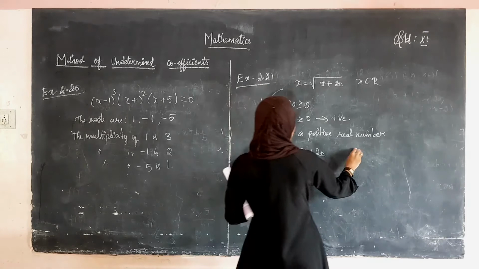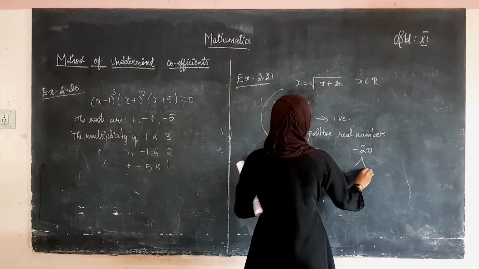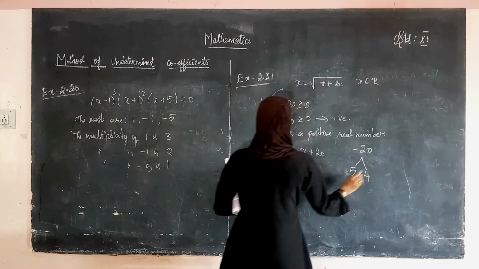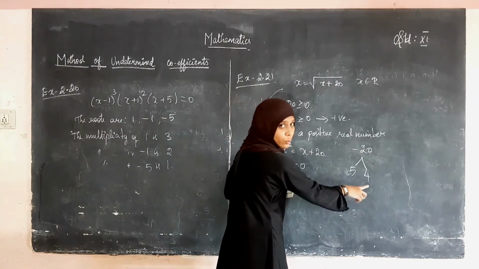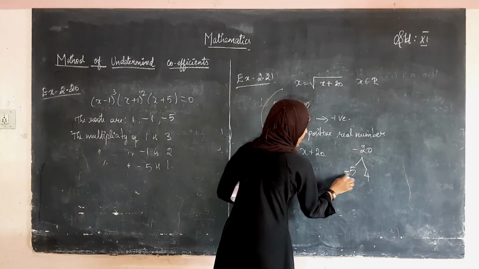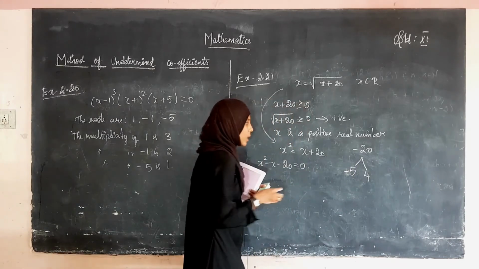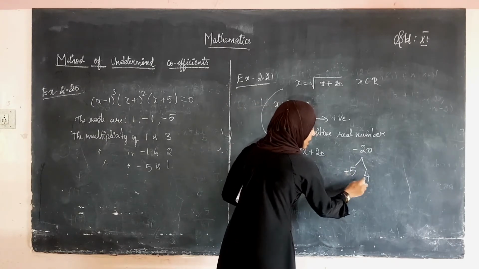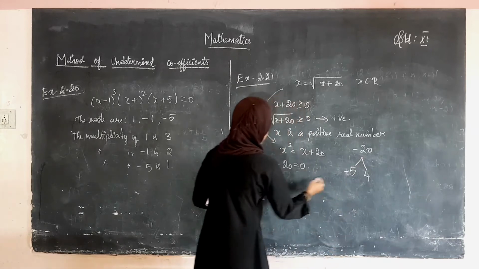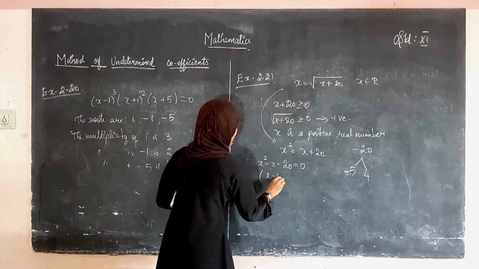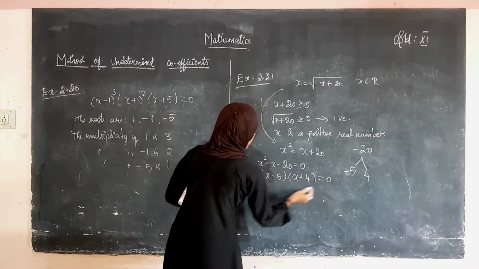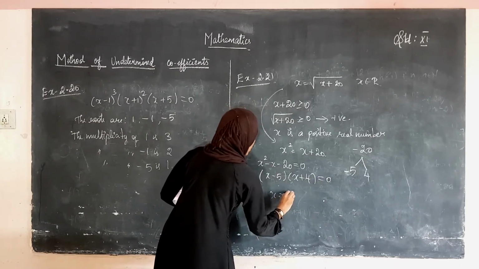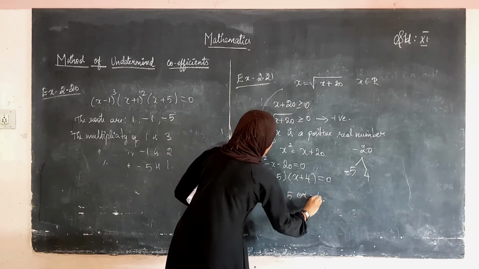Shall we factorize this, minus 20? 5 times 4 is 20. The middle term is minus 1, so when we add both, it should be minus 1. See here, minus 5 plus 4 is minus 1. Multiply both, minus 5 into 4 is minus 20. So this is correct. So how can we factorize? X minus 5 into x plus 4 equal to 0. So what's the value of x? X is equal to plus 5 or minus 4.